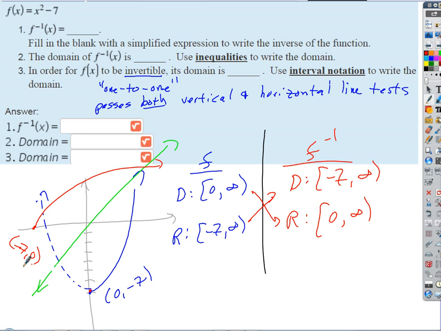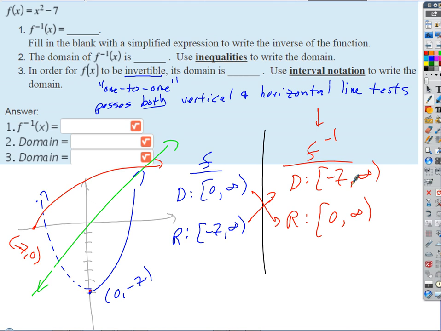Yes, ma'am? So for the domain, the first domain would be -7 to infinity, and then the second domain question would be 0 to infinity. What if we switched it? Would that be wrong? It'd be wrong, because the second one wants the domain of the inverse function, which is the same as the range of the function, right? Okay, it wants that written as an inequality, so how would I write that as an inequality then?